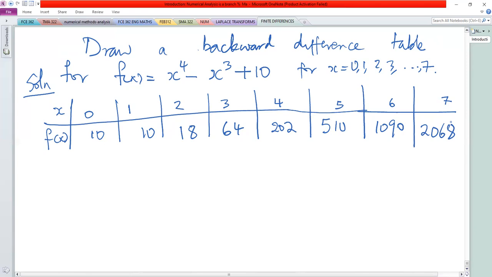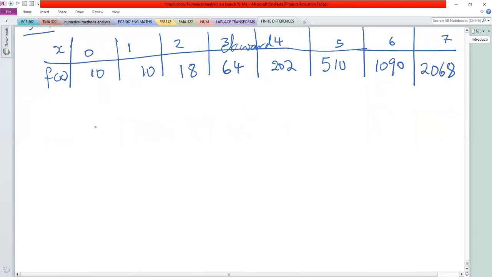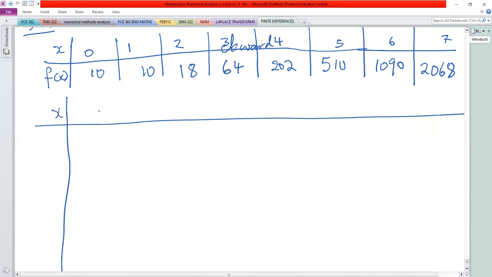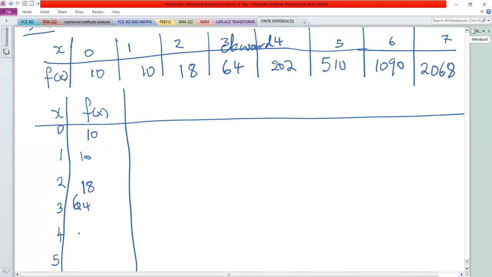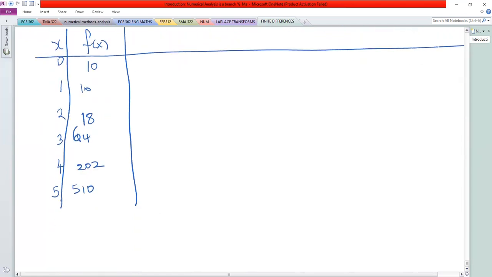Now, once you have the values of the function and the x values, then draw the table. Call this one x, and this is f of x. I'll have 0, 1, 2, 3, 4, 5. So when x is 0, y is 10, 10, 18, 64, 202, 510, and then 6, 7. 6 is 1090, 7 is 2068.